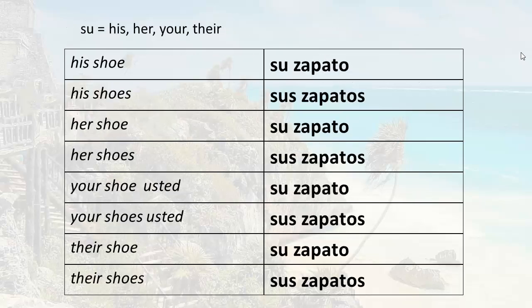So here's the problem. The possessive adjective su, when you translate it or interpret it back to English, has some different meanings. Su can mean his, her, your, or their. So it can be very ambiguous and confusing, especially if you're learning Spanish for the first time. So native speakers generally go by context. When they hear su, to interpret the meaning, they go by the context.